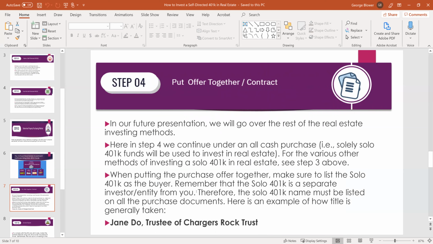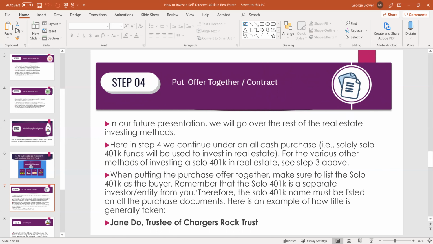Okay, so the cash purchase is the most straightforward. You are buying the property as an all-cash deal. The money is all coming from the solo 401k to the title company, to the escrow company, to the seller, whatever the case may be. Mechanically speaking, you want to make sure that the title shows the name of the plan. For example, it could be Jane Doe, trustee of Chargers Rock Trust, whatever the name of the trust is.